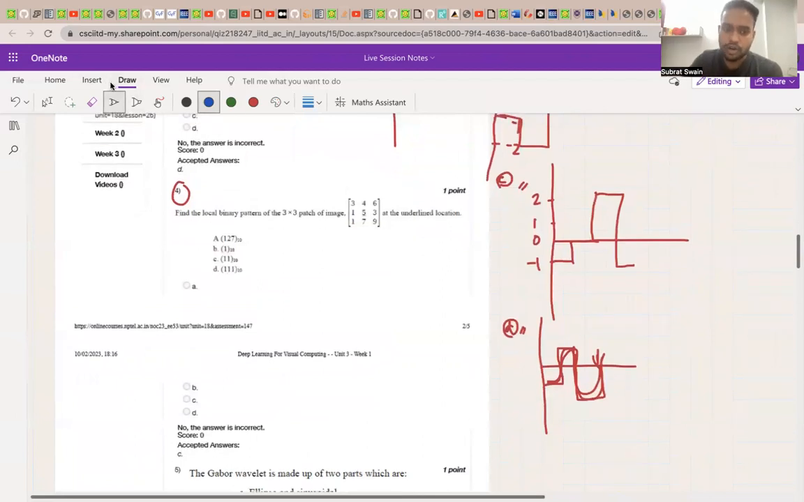Do you guys know about local binary patterns? Or should I explain it?